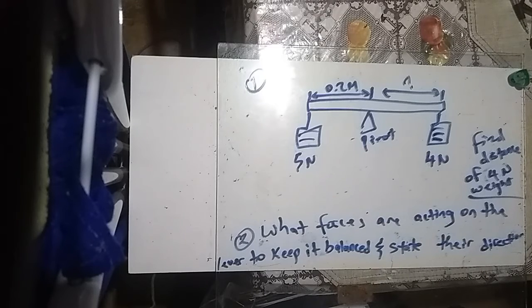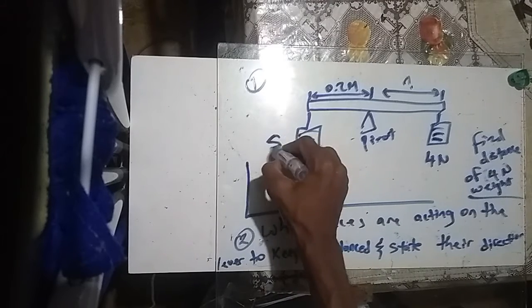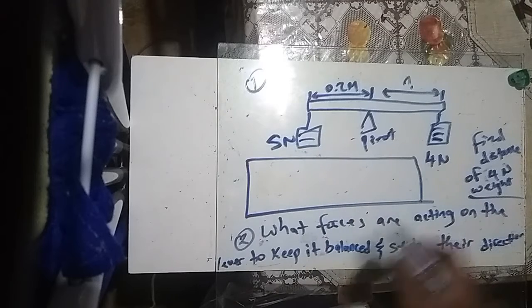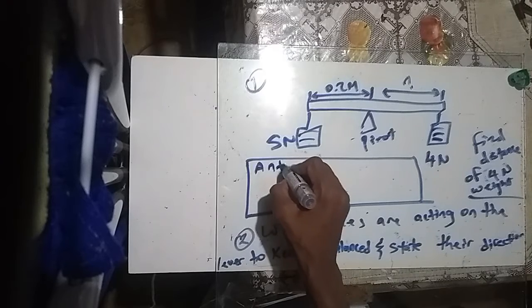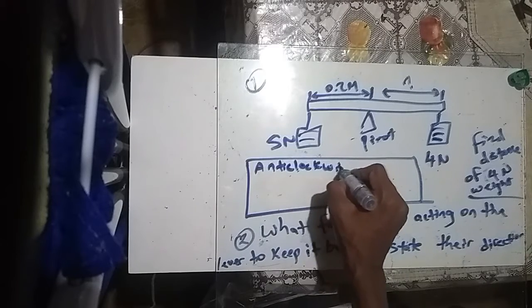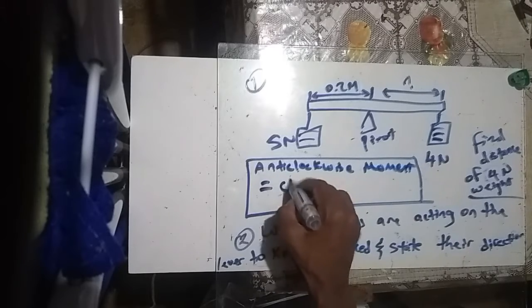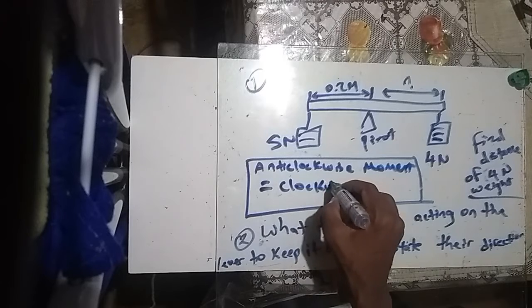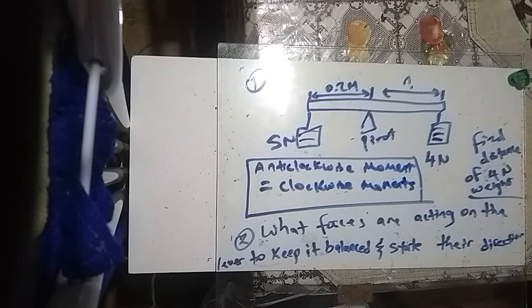Alright, so let us go into calculating it. First, we state the principle. Let me see, we can put a little space here for calculation. Alright, so this is 5. Now we'll calculate this box. So we state the principle: the sum of anti-clockwise moments is equal to the sum of clockwise moments. You must understand that first.